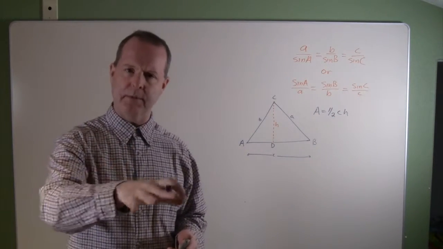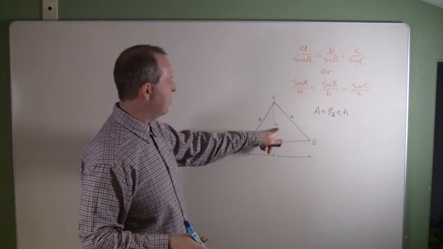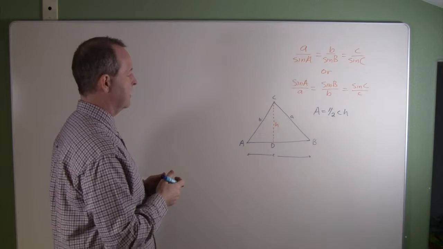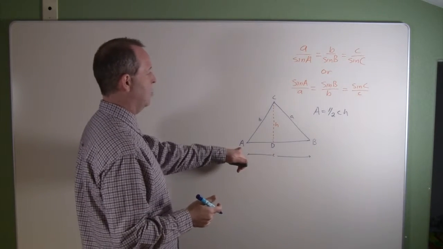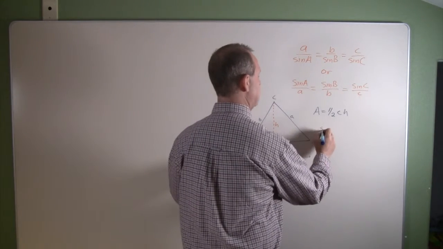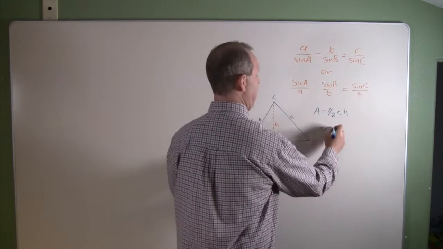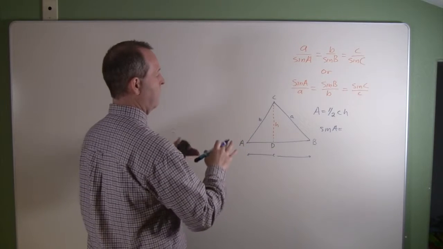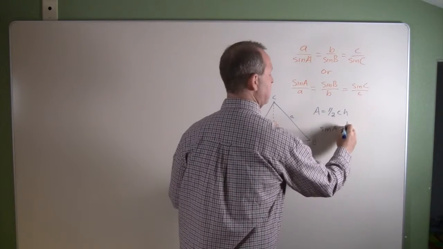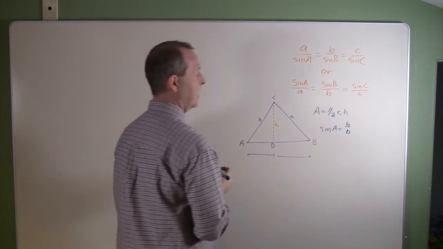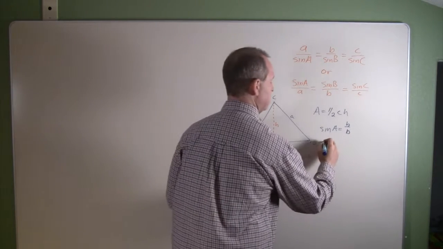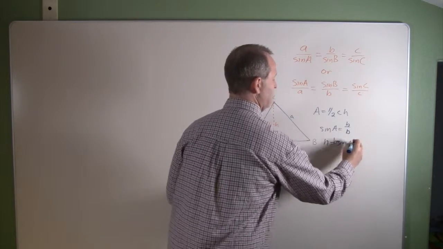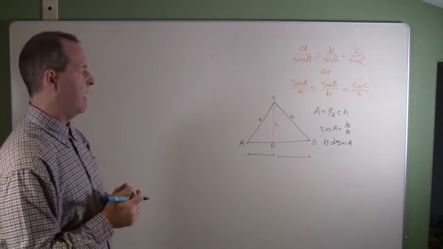But we remembered from a couple of videos ago that we can rewrite h in terms of sines and cosines. Well, not cosines yet, but sines. So let's look at this one. So let's say that the sine of A equals its opposite over its hypotenuse, h over b. We can solve that for h. Gives me b sine of A.